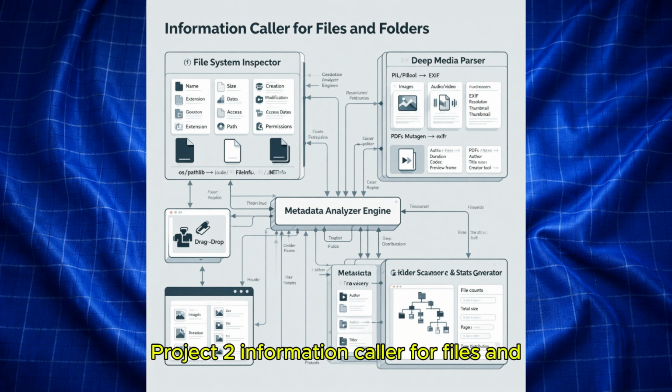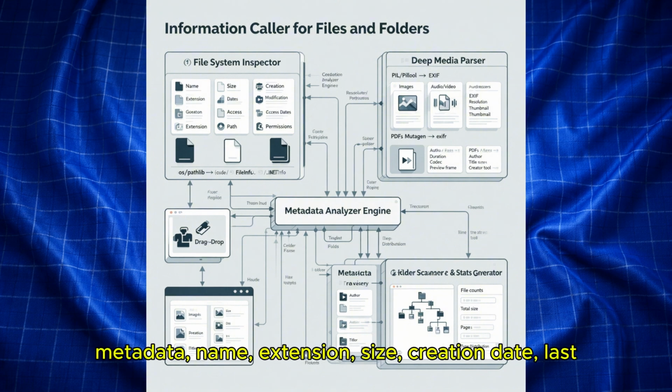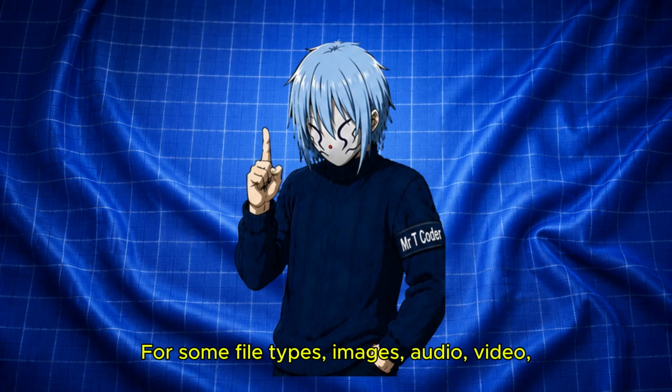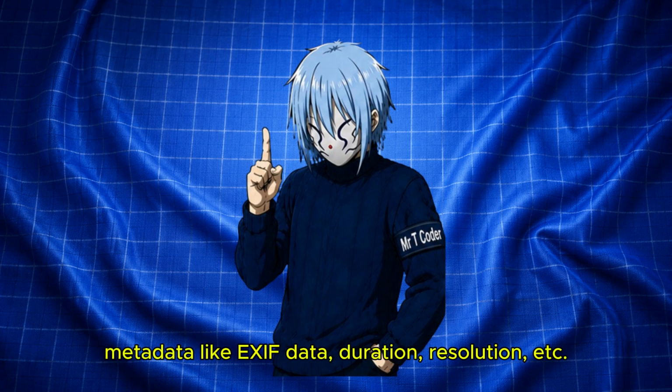Project 2, information caller for files and folders. You drop or select your files and the program detects the information about your file, like the date of creation, of modification, the size, and more. The program must read the file system metadata: name, extension, size, creation date, last modified date, last access date, permissions, path. For some file types, images, audio, video, it can go deeper and read internal metadata like EXIF data, duration, resolution, etc.